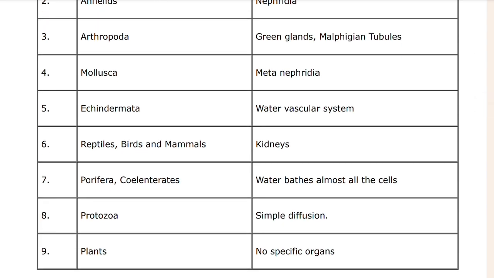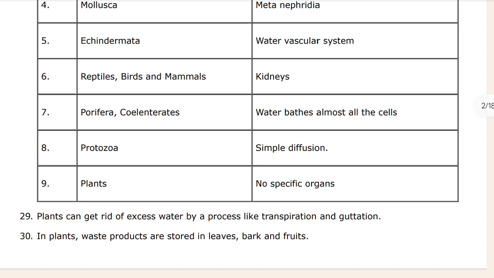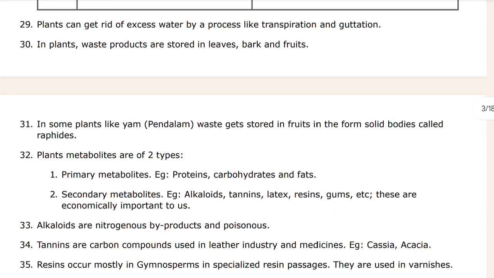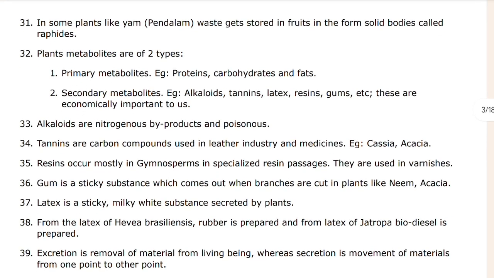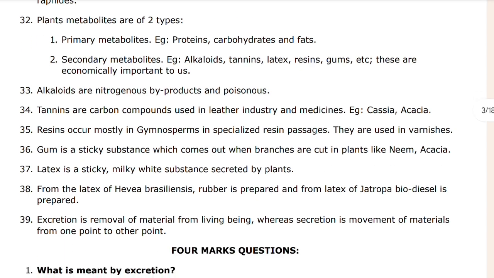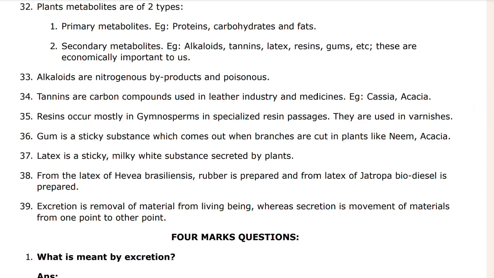But lots of students want more explanation and more details, so they will not skip ahead. If you want only the most important questions, you can go to that part. Right, so from here the 4-mark questions start.